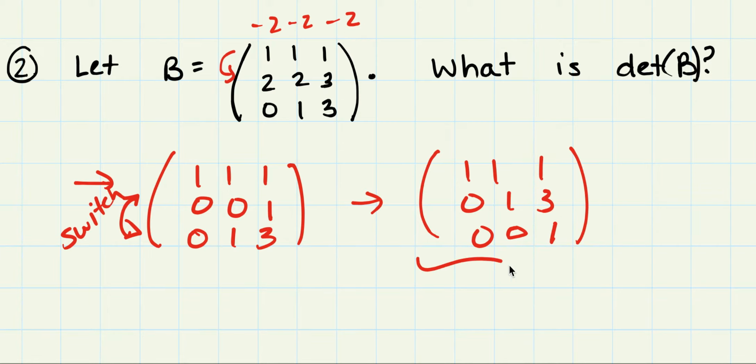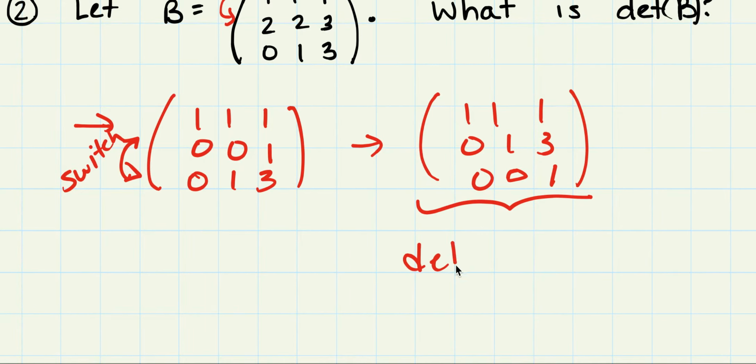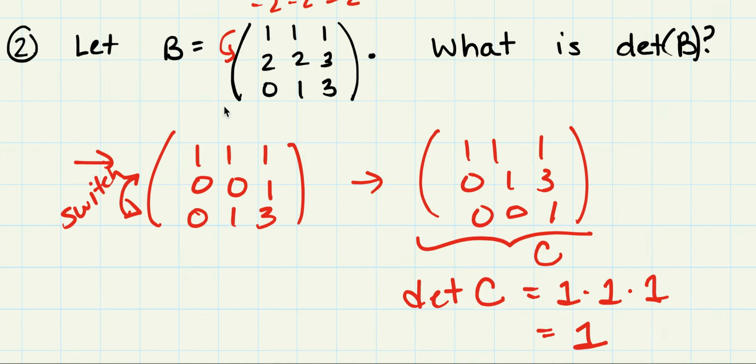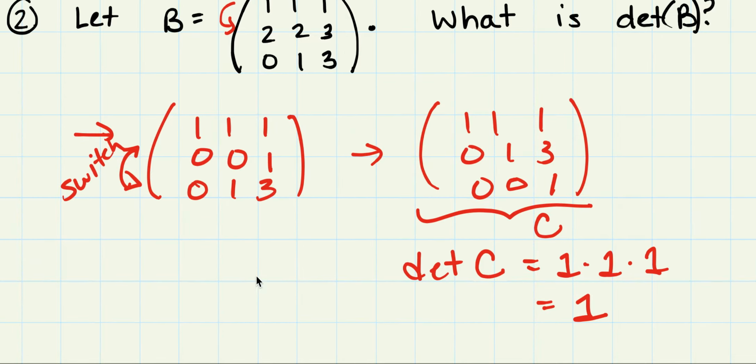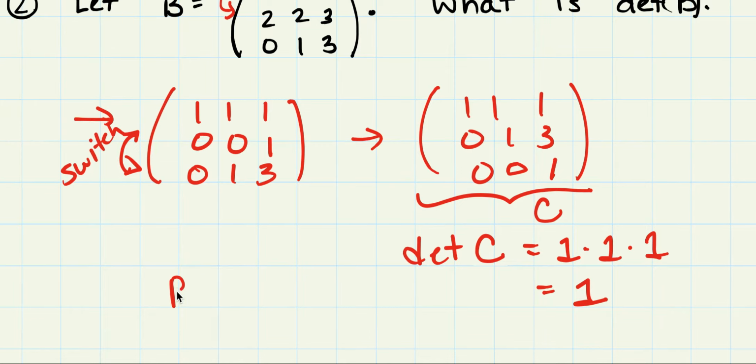And then I can see that this new matrix, let's call this matrix C, has determinant, because it's upper triangular, 1 times 1 times 1, which is just 1. But we want to figure out the determinant of this matrix. So how did I get to C from B? Well, what I did was I multiplied on the left by 2 elementary matrices, because I had 2 steps, and that is equal to C.